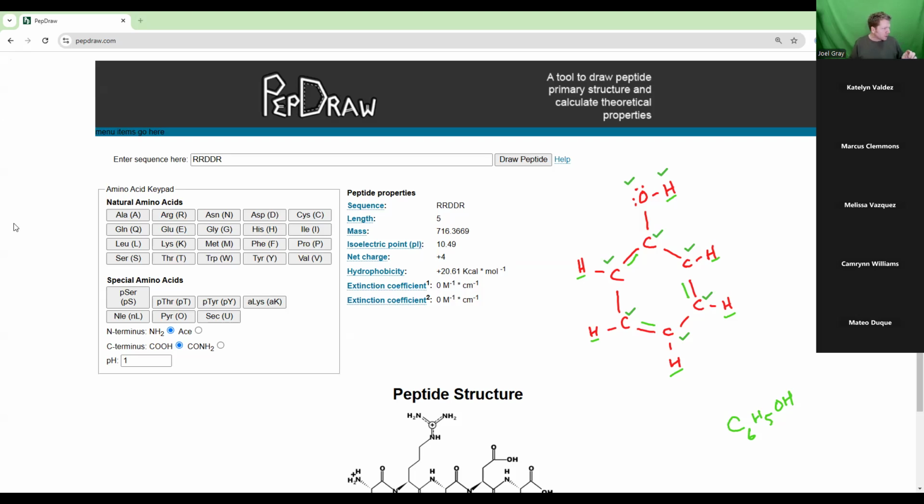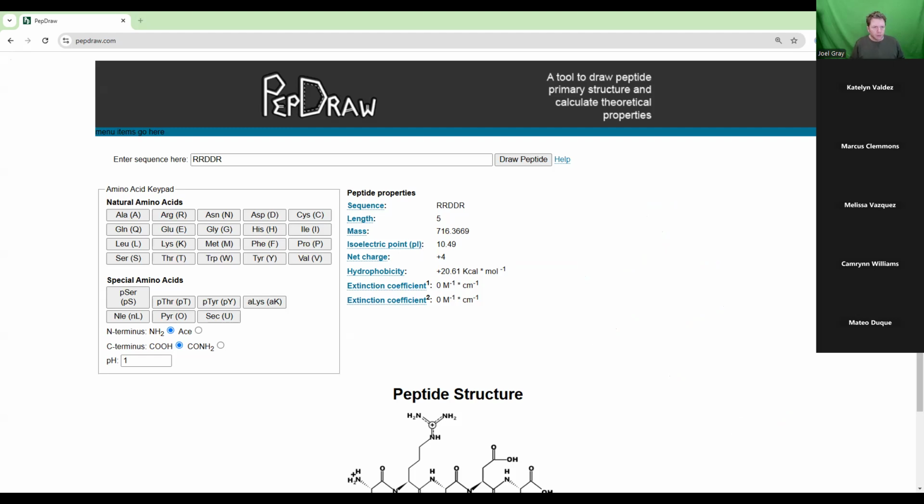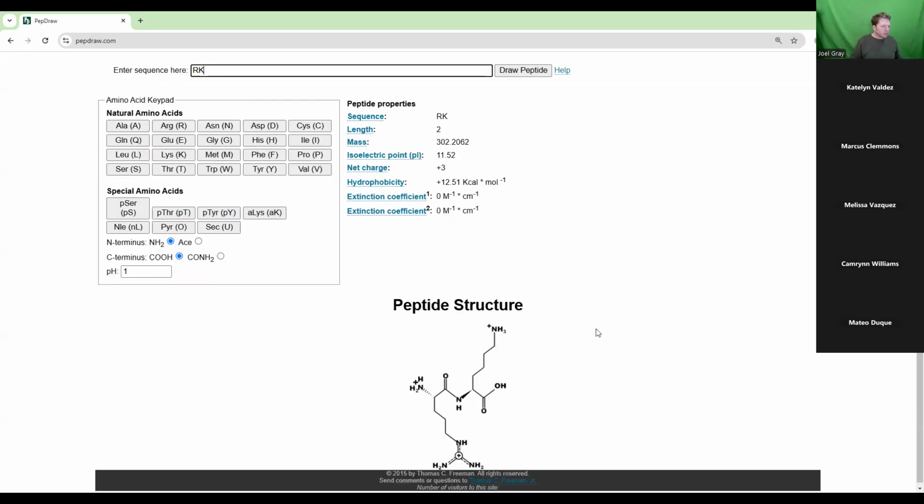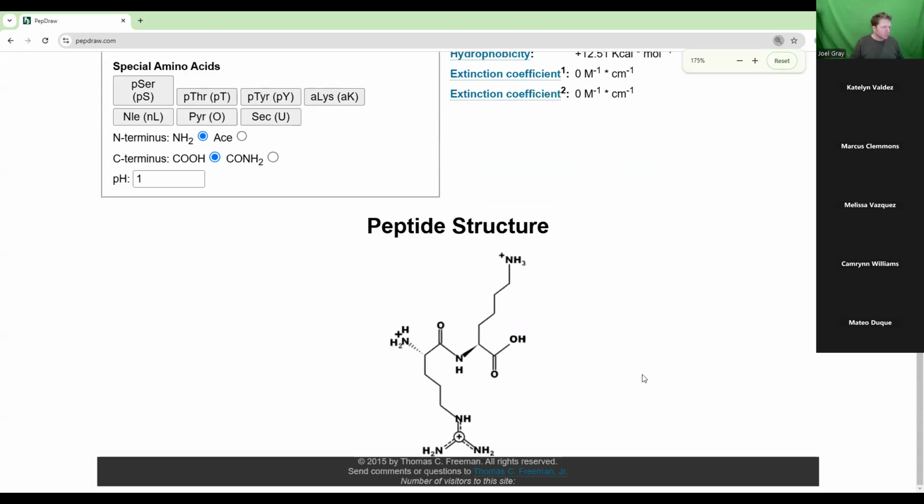Okay. The next thing that I'm going to do is clear all my drawings. Done. I hope nobody needed that. And now what I want to do is plug in a dipeptide. I'm going to do RK, so I'm plugging in the single letter codes for arginine and lysine. I'm going to draw this peptide. I'm going to scroll down and zoom in a little bit.